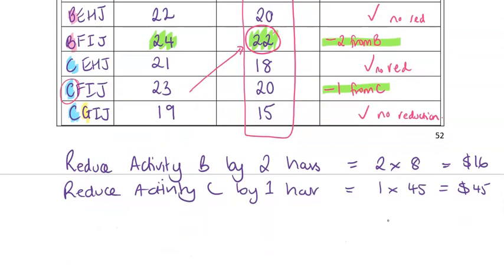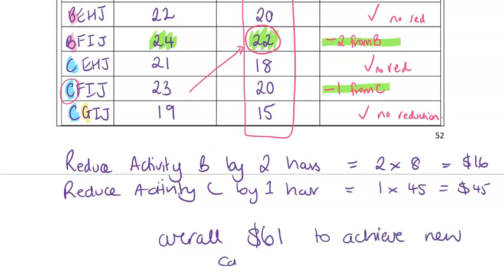So that means overall, it will cost me $61 to achieve the new completion time of 22 hours.